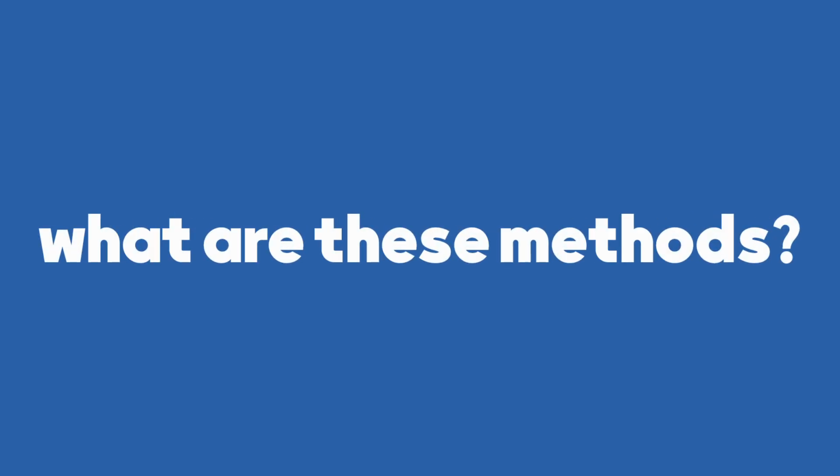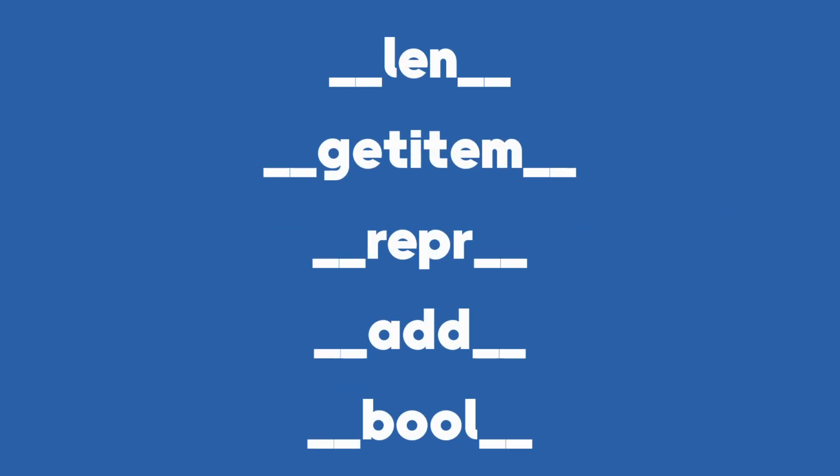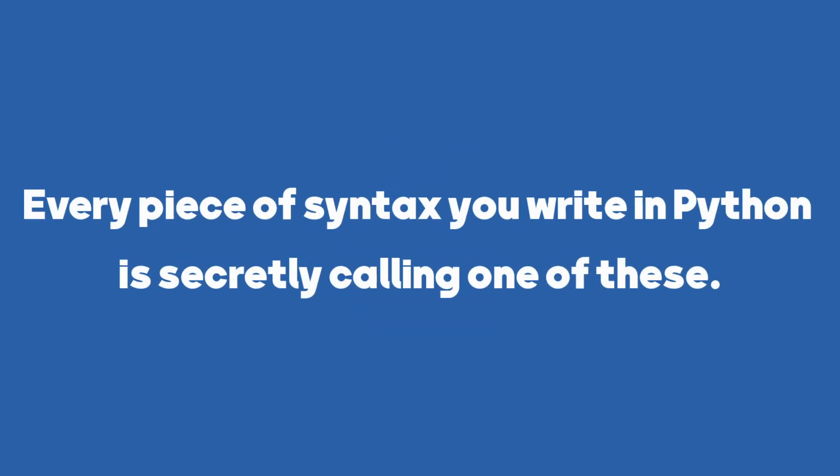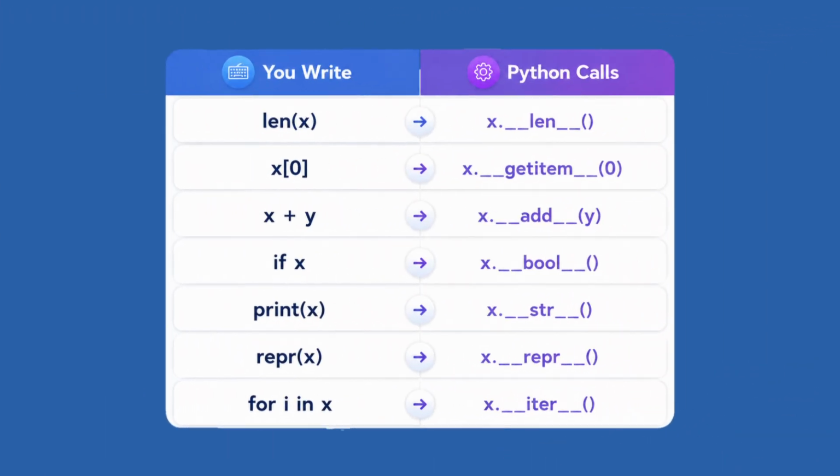Now, what are these methods? __len__, __getitem__, __repr__, __add__, and __bool__. They all have something in common: double underscore, name, double underscore. We call them dunder methods, short for double underscore. You might also hear special methods or magic methods, same thing. Here's the important part. Every piece of syntax you write in Python is secretly calling one of these. Every single one. There is no magic. Every time Python does something, it's calling a method with a specific name, a name you can implement yourself.